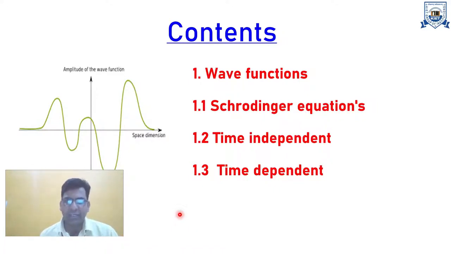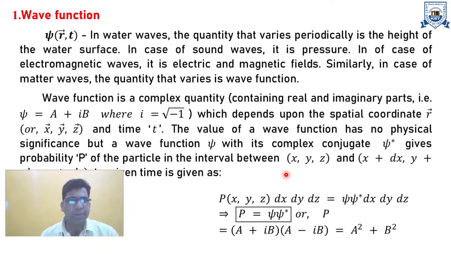The content of the presentation is what a wave function is, and we can explain the wave function through the Schrodinger equation, time dependent and time independent. These are the most important expressions to calculate the de Broglie wavelength on the basis of the Schrodinger equation. First of all, we understand what is a wave function.